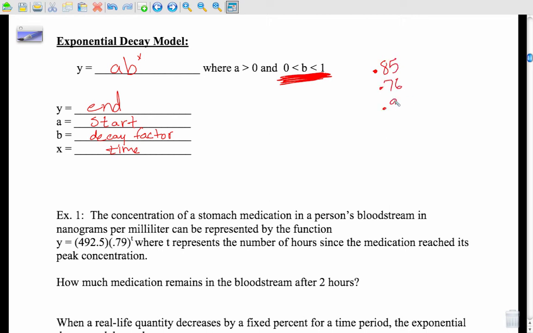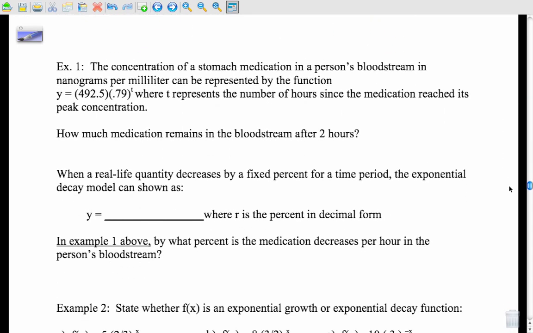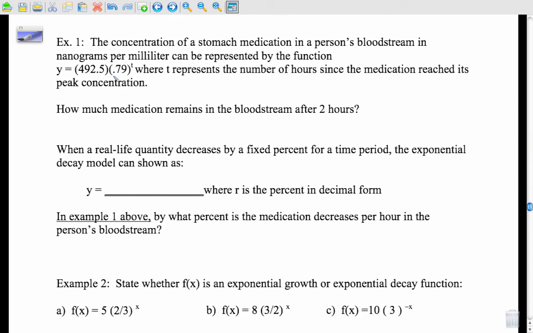Where when we start doing decay, it's got to be less than 1 but bigger than 0, meaning it's going to be some sort of decimal, like 0.85, 0.76, 0.98, 0.99. These are all examples of decay. So, right here, this is a great application of exponential decay. Talking about pharmacy and the concentration of a stomach medication or any kind of medication in a person's bloodstream. It can be written as this equation right here.